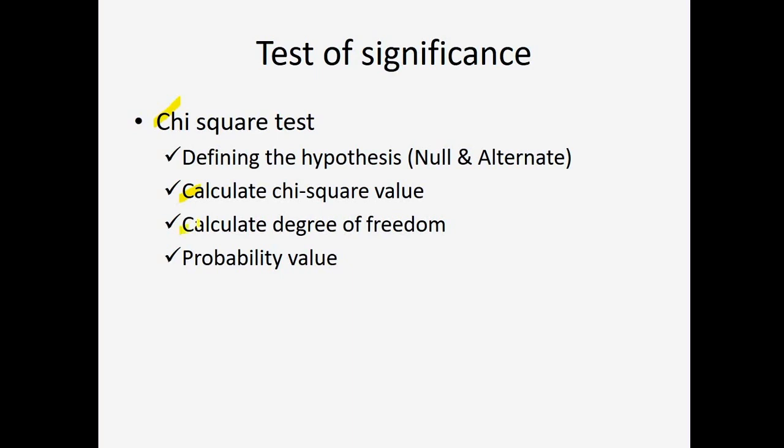Third step is to calculate the degree of freedom, which is given by (row minus 1) into (column minus 1). Usually we will calculate a 2 by 2 table. So the degree of freedom will always be 1, because it will be (2 minus 1) into (2 minus 1), that is 1 into 1, which gives 1 as the value. Then the probability value, we need to look at the table for this probability value.